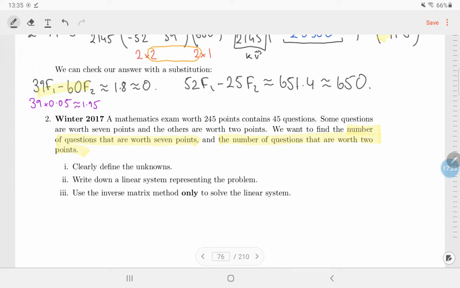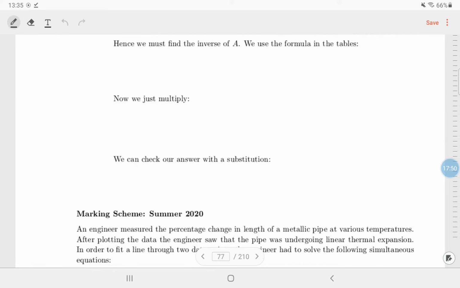Now, if you say x is the 7 points, that's not really maths. X should be a number. So x is the number of 7-point questions. Maybe y is the number of 2-point questions. Write down the linear system. So what we're going to have to do is write down simultaneous equations and then use the inverse matrix method. So let's see how we get on.